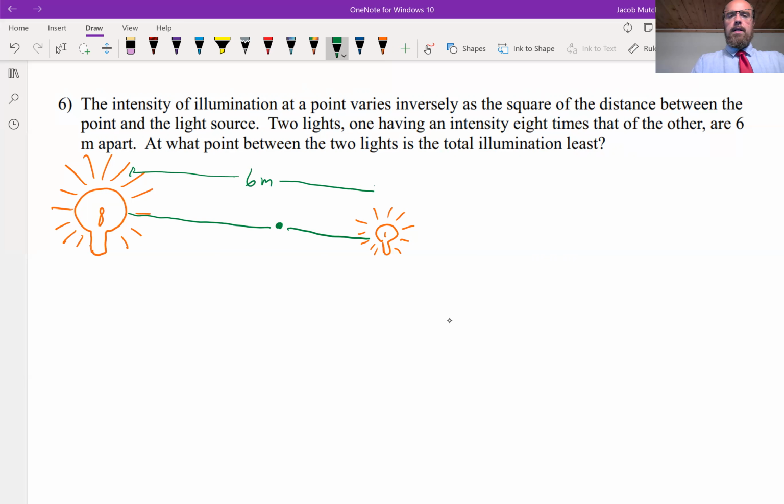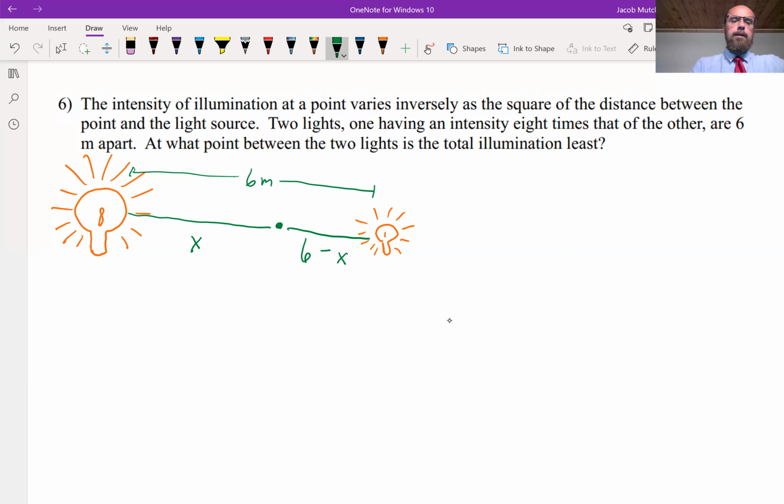So again, we want to start labeling some stuff. I do know that the first light is 8 times as bright as the other one. We are interested in distances, so I'm going to call the distance from the brighter light to the point x. Now, if the total distance is 6 meters, from the point to the dimmer light would be 6 minus x. And at that point, what we want to do is create an equation for these.